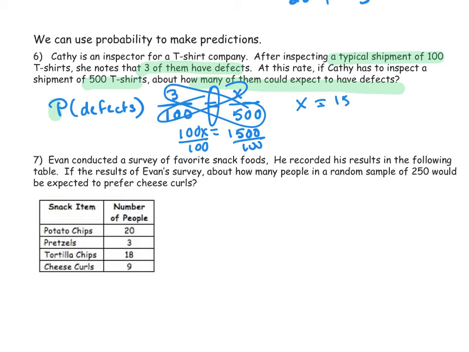So what did we find out again? Well, we're looking for how many t-shirts could we expect to have defects. So we would expect about 15 t-shirts to have defects. Now again, we can't say with certainty. That's what probability is all about. It's probably going to happen.